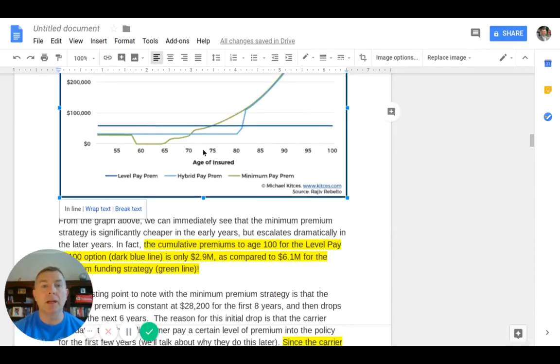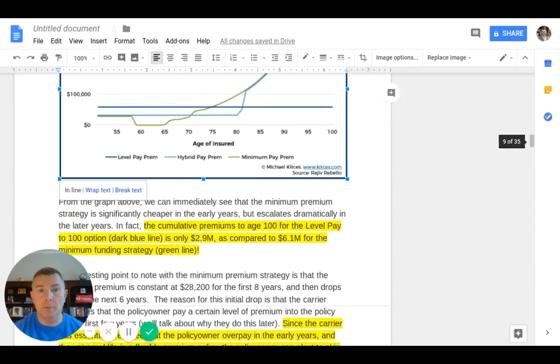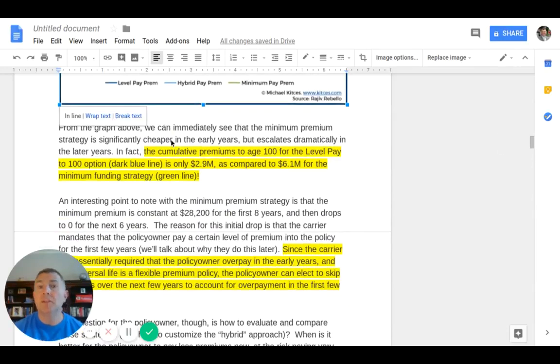So again, going back to the chart, because you've paid more upfront than you really needed to for the minimum pay, you can skip the premiums from, again, age 58 to age 65. You don't have to pay anything if you don't want. But then if you do want to keep it active, you're going to have to come up with a lot of money out of the front when you hit about 65 years old to keep it in force.